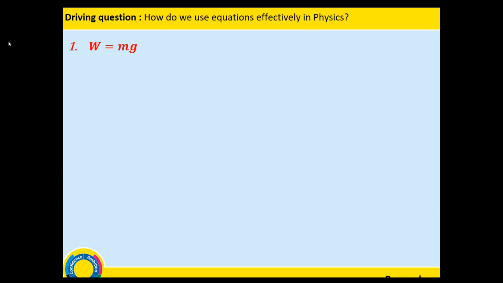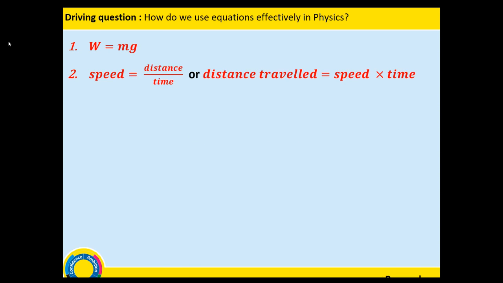The second question says, write the equation that links speed, v, distance traveled, s, and time, t. And that equation, you could write it in three ways. Either you write speed equals distance divided by time, or you could say distance traveled equals speed times time. Also, you could have written time equals distance divided by speed. That as well would have been correct.